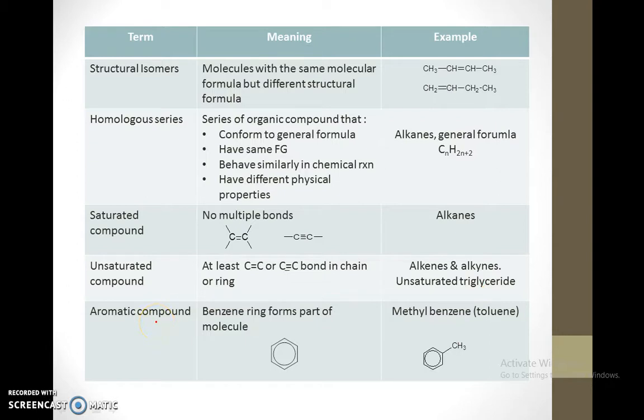Next, aromatic compound. Aromatic compound means the benzene ring. This benzene ring forms part of the molecule, or you can draw it like this. There are 3 double bonds. For example, methyl benzene, or the common name is toluene.